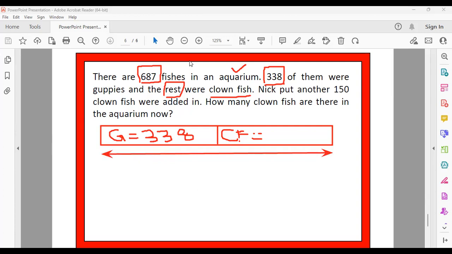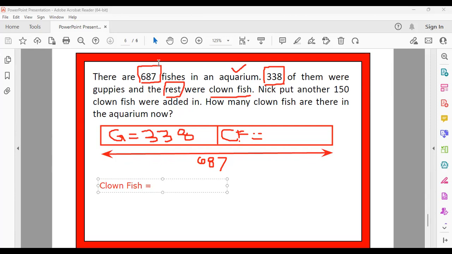So the first part of our job is finding how many clownfish there are. So, number sentence. First, you find in the beginning, how many clownfish were there? So you write clownfish equals to, how do I get my first clownfish in the beginning?